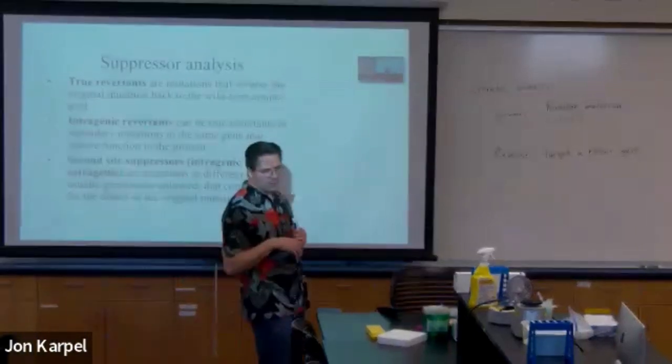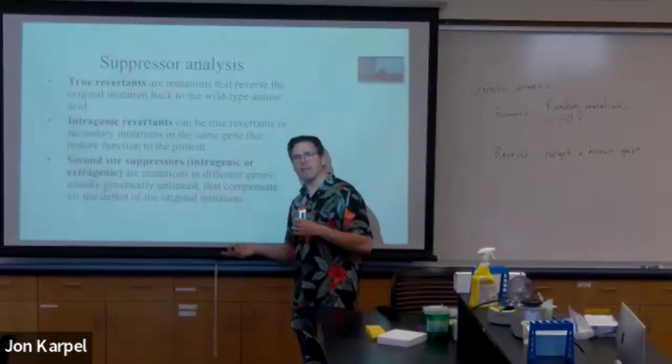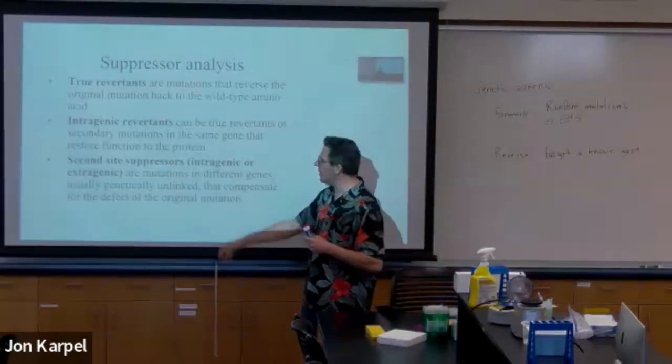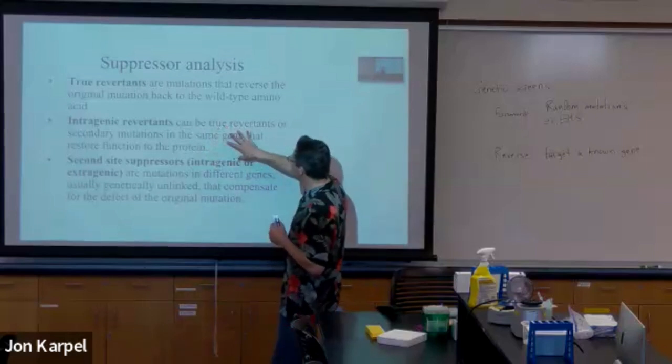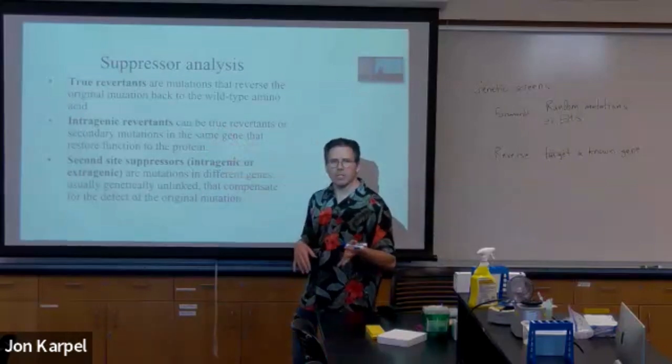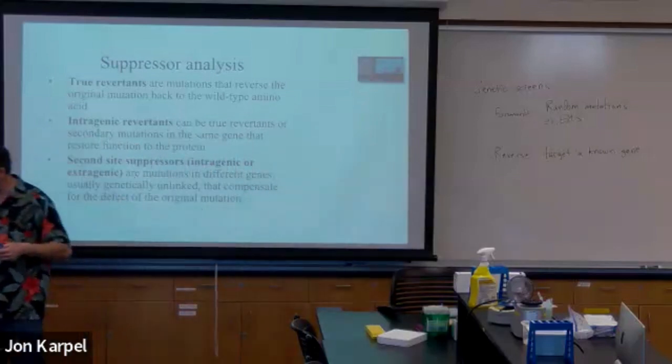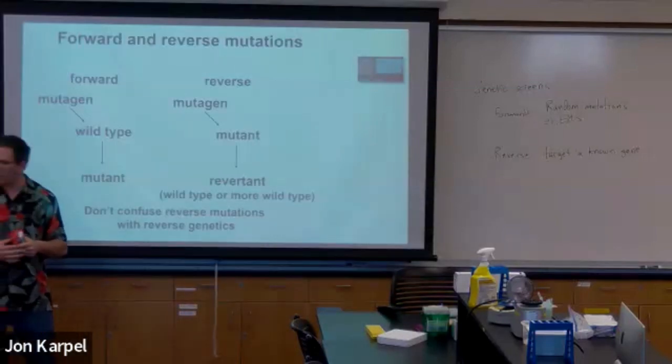So true revertants, we could see these in the wild, where you have a mutant and it can actually change back to a normal wild type. Or you can have a secondary mutation in the gene that might help the protein form things, or you could have second sites. So let's take a look at some examples here.